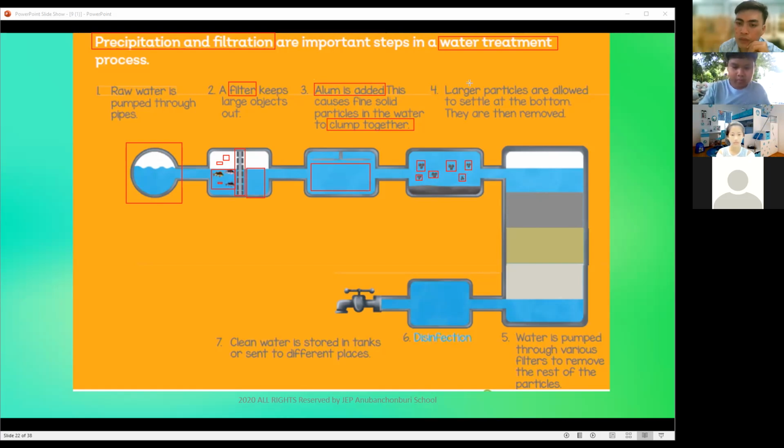And what happens if they are large particles already? They will settle at the bottom of the container. Why will they settle? Because they already clumped together and became large particles.